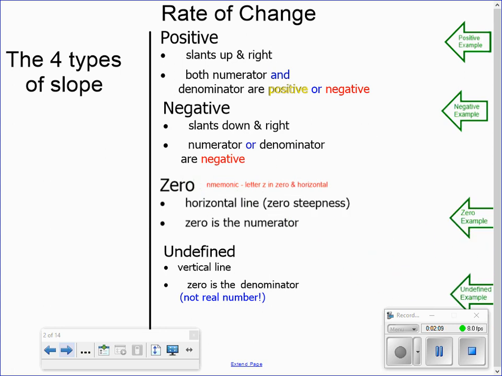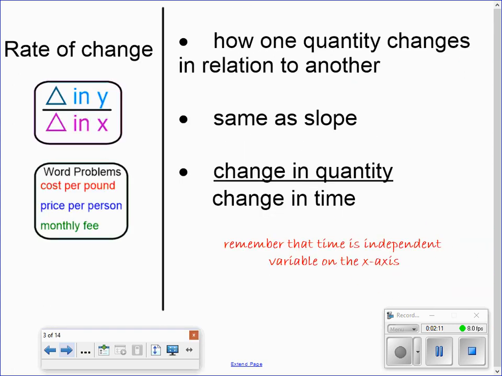Okay, let's talk a little bit more about rate of change. So rate of change is the real-world application of slope. So it's the same thing as slope, but now we're looking at it in the context of real-world problems. Rate of change is telling us how one quantity changes in relation to another. And typically it's going to be a change in a quantity over a change in the time, where the quantity is dependent, that's the y, and the time is the independent, that is the x. So that's along the x-axis.